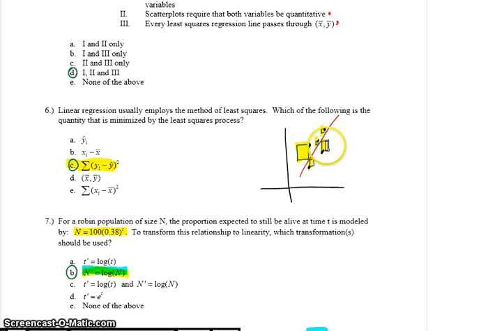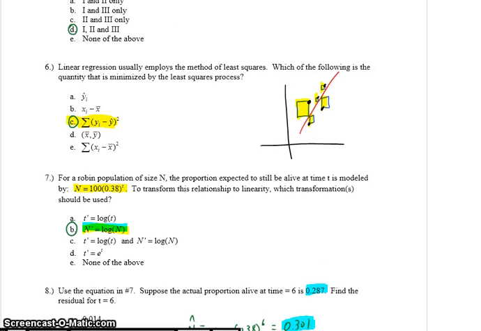So we're making the area of these yellow squares as small as possible. The quantity that's minimized is the one that's listed in C. Okay? So it's the sum of the squared residuals. All right, so the answer is C for number 6. For number 7, you should recognize this as an exponential model. And to transform data that are exponential, we will take the y variable and change it into the log of the y variable. So that's why B is correct.